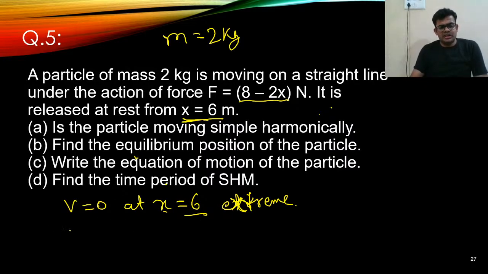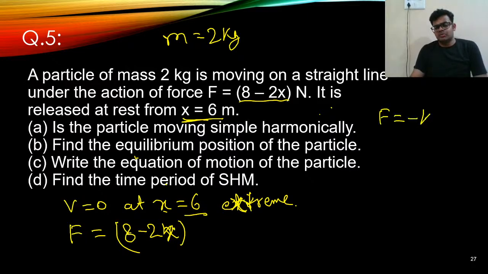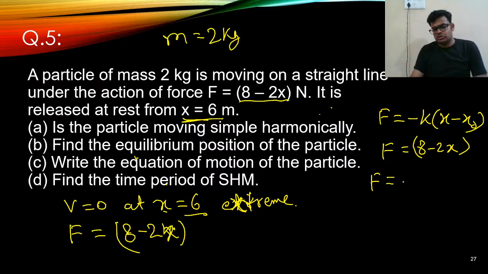Okay. So now it is given that F is equal to 8 minus 2x. So here I am getting one constant. So I need to convert this equation in terms of k into x minus x naught. In this form, I will convert. So what I will do? I have F is equal to 8 minus 2x. So let us take minus common. If I take minus 2 common, I will get x minus 4.